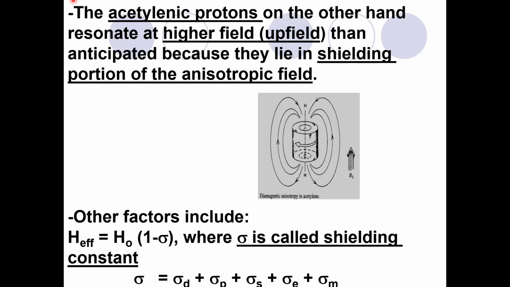Also, an anisotropic field can be observed in the case of acetylenic protons. As you can observe in this acetylene molecule, the pi electrons of the triple bond circulate and generate local fields. These local fields oppose the applied magnetic field in the region of the proton. The protons here are located in the shielding portion of the applied field. Therefore, the acetylenic protons, unexpectedly, are shielded compared, for example, to the olefinic protons, and they appear at 2 to 3 ppm.